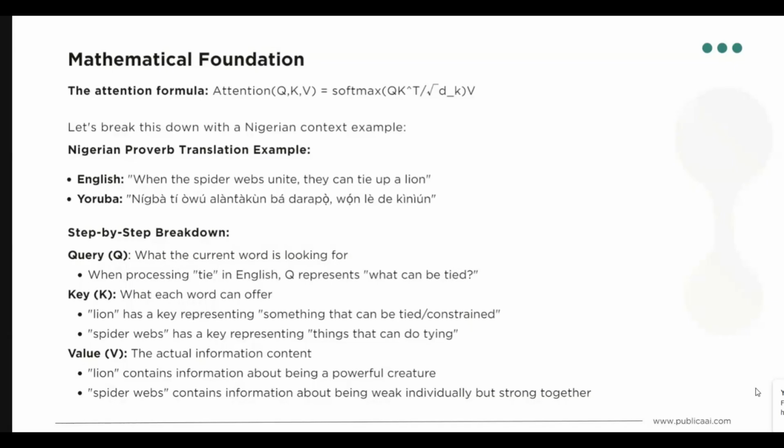Okay, let's break it down with a Nigerian context example. Nigerian proverb translation. In English: when the spider webs unite, they can tie up a lion. Yoruba: someone please read. Okay, thank you. So, step by step.